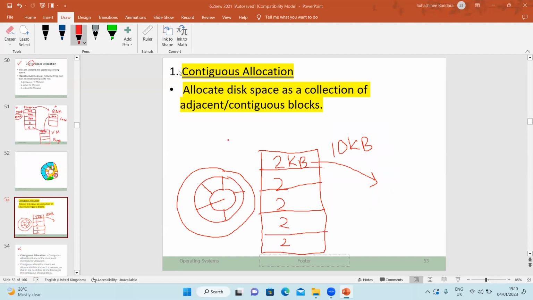Don't write lesson. Contiguous allocation. Allocate space as collection of adjacent or as contiguous block. Adjacent anuyata langa langa thi. So if we allocate the space as collection of adjacent blocks.